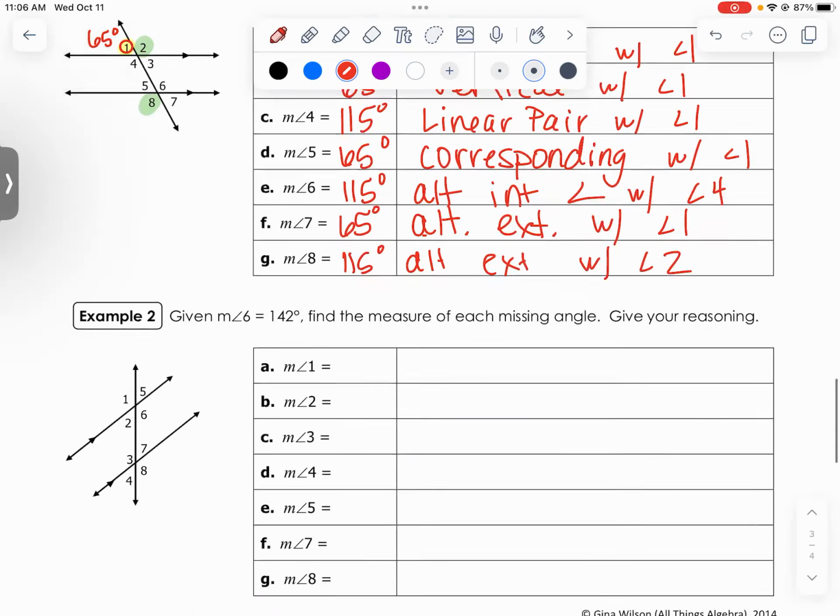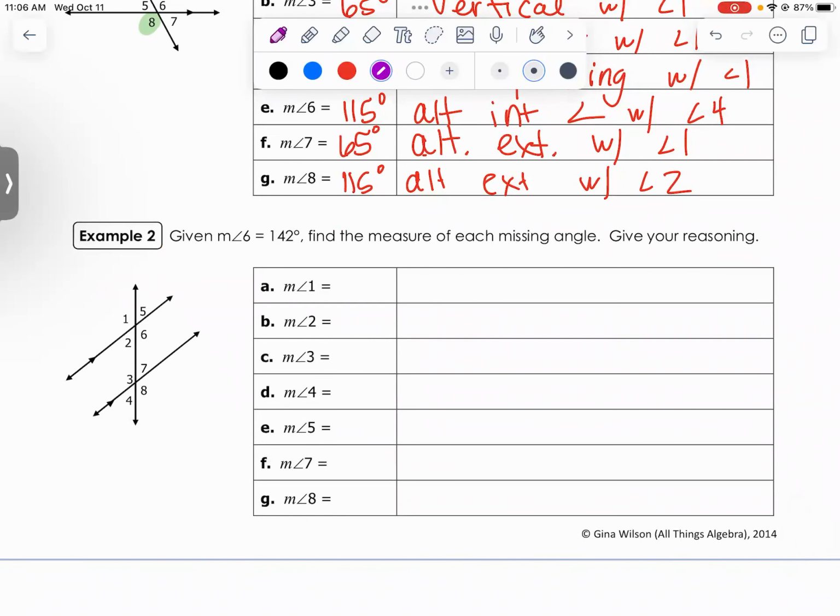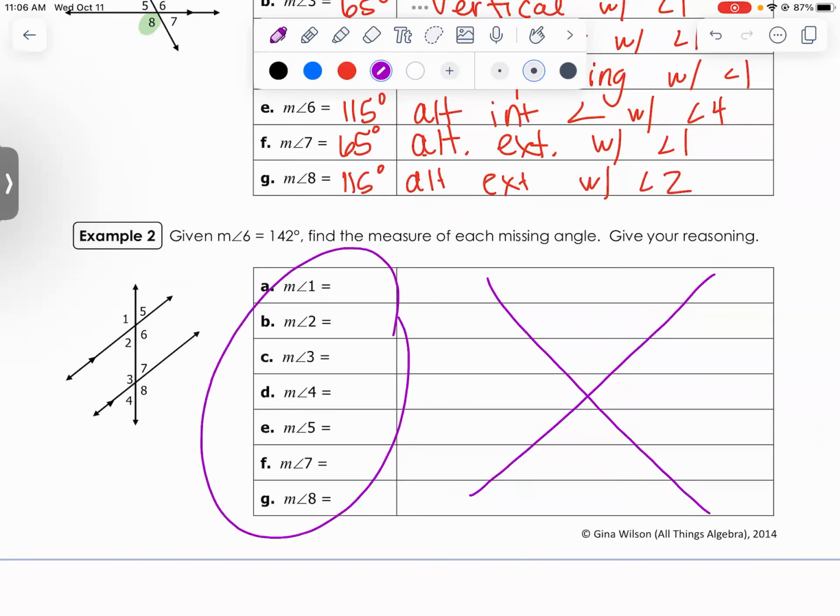How about you do this? Don't worry about the reasons. I want you and your elbow partner or elbow partners to fill in our missing angles in example 2.